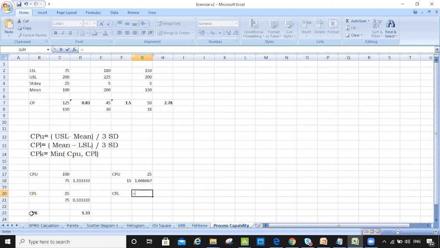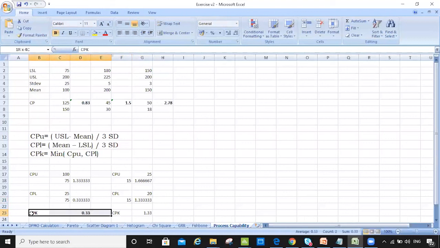And I'm going to calculate CPL. CPL says mean minus LSL. So mean here in this example is 200 minus 180, and 3 standard deviation we've already calculated, which is 15. 20 divided by 15 is 1.333. So here the CPK should be the minimum. Sorry, my bad, here also we would have considered the minimum, so the CPK would be 1.33 here. That's what CPK is that we have learned, and thank you so much.